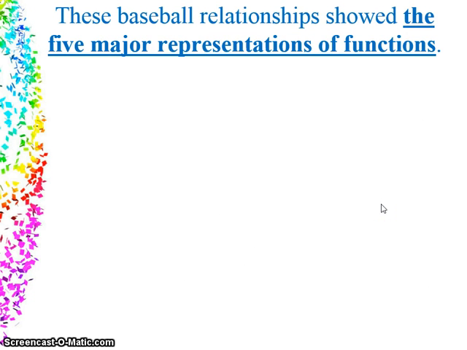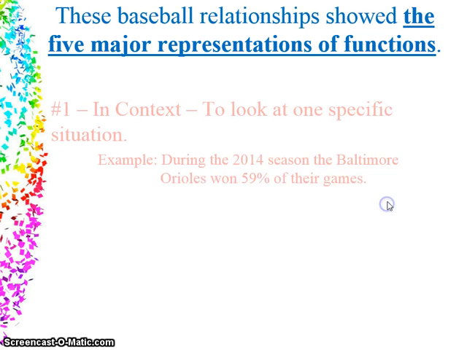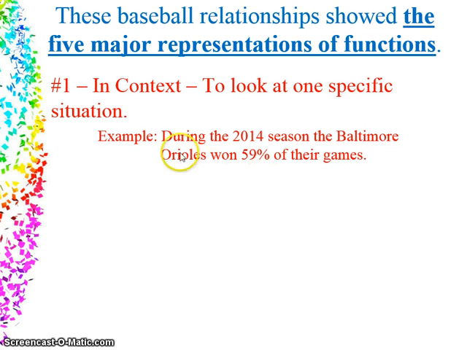These 5 baseball relationships that I showed you were all representations of functions. The first one, during the 2014 season, the Baltimore Orioles won 59% of their games, was called representing the function in context. We looked at one specific example. Although seasons and wins are always related, we only looked at one season. So if you look at only one specific situation, then you're looking at it in context.